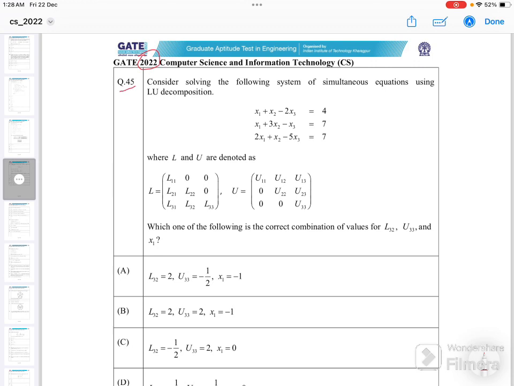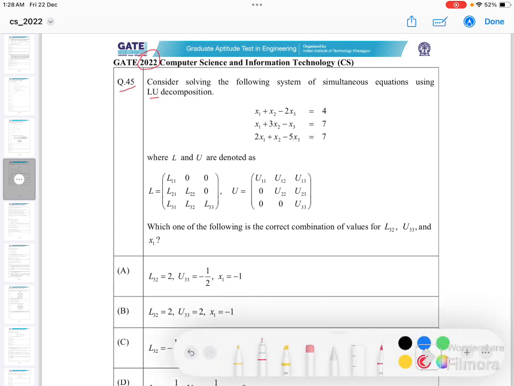What is given is: consider solving the following system of simultaneous equations using LU decomposition. We are given this system of equations, where L is the lower triangular matrix and U is the upper triangular matrix. So this is the lower triangular matrix and this one is the upper triangular matrix, right?